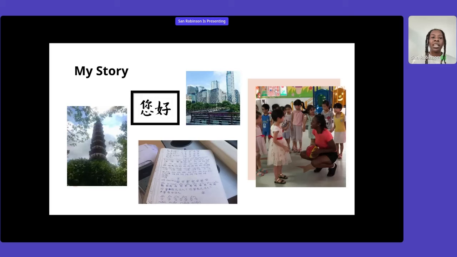In 2017, I spent a year in Guangzhou, China. I experienced the intricate dance of language learning, the nuances of culture, and the subtle art of living like a local.